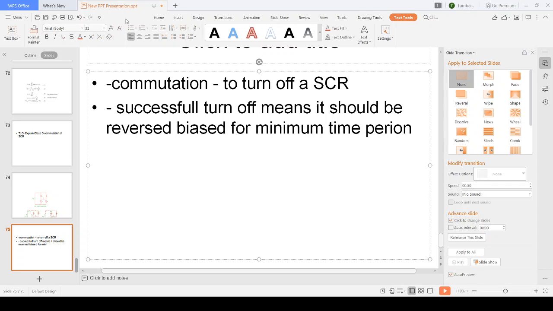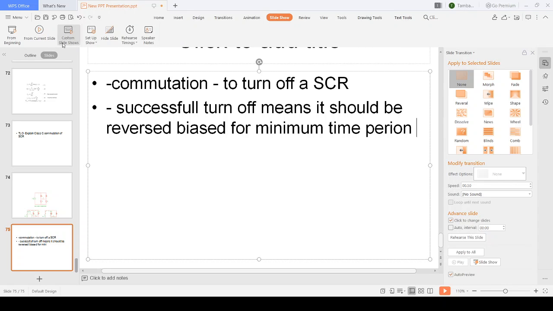Now we will see what the meaning of commutation is first. Commutation means the process to turn off a SCR. SCR stands for silicon controlled rectifier. It is also called a thyristor. So the process to turn off a SCR is called commutation.